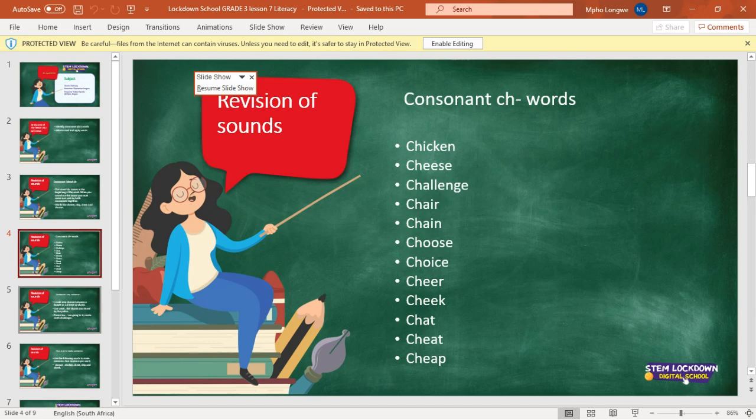Cheese, I said cheese is a dairy product. We normally call it dairy because it comes from milk. So it comes from milk, so we call it dairy. And it comes from when you churn milk, you get cheese. It's yellow. It's normally put in our sandwiches. We normally put it in our bread. That's cheese.